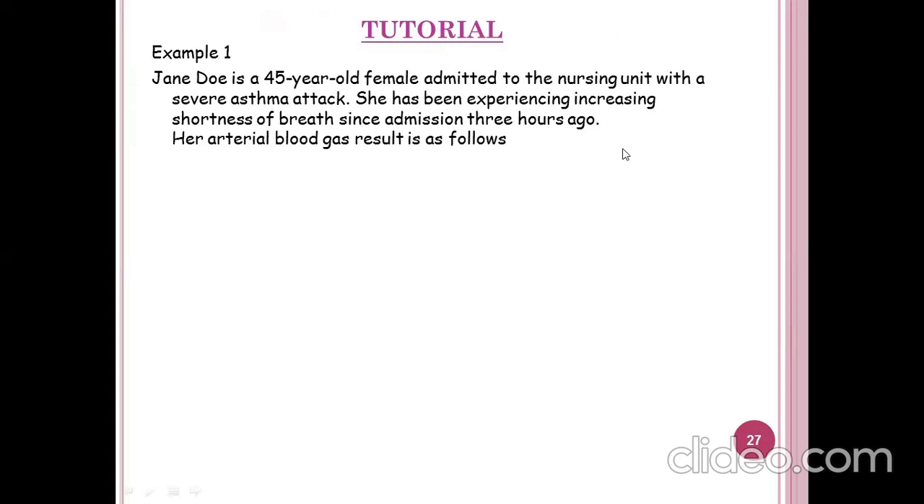Jane Doe is a 45 year old female admitted to the nursing unit with a severe asthma attack. She has been experiencing increasing shortness of breath since admission 3 hours ago. Her arterial blood gas analysis results are as follows. The clinical diagnostic laboratory report: the pH value is 7.22. Partial pressure of carbon dioxide is 55.